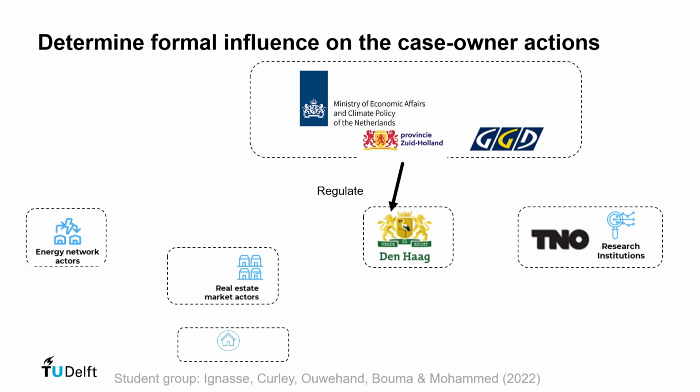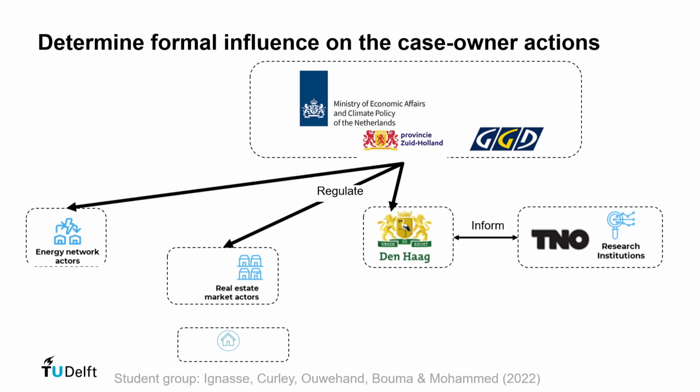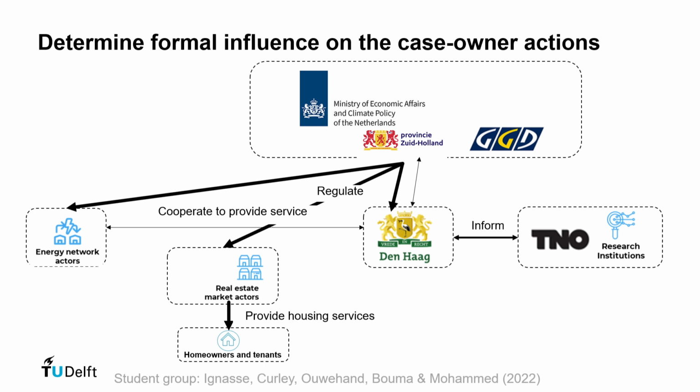Then, you also look at the information and the relations between these actors, for example, in relation to information provision from research institutes to the municipality as case owner, and the cooperation to provide services with the energy network actors and provincial government, among other relationships. The thickness of the relational arrow indicates how formal the relationship is.